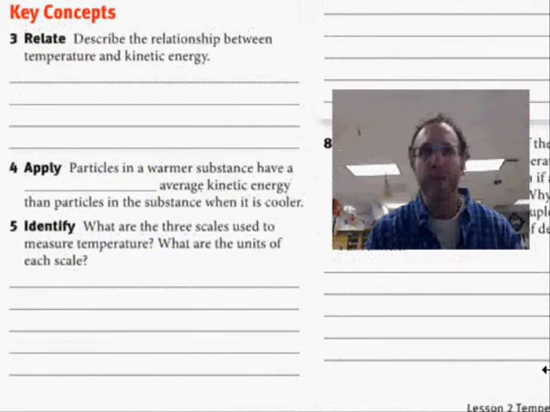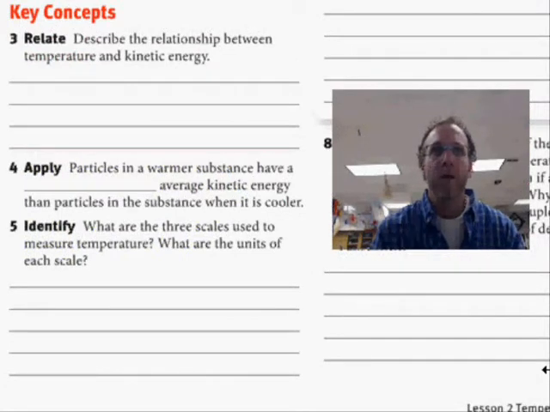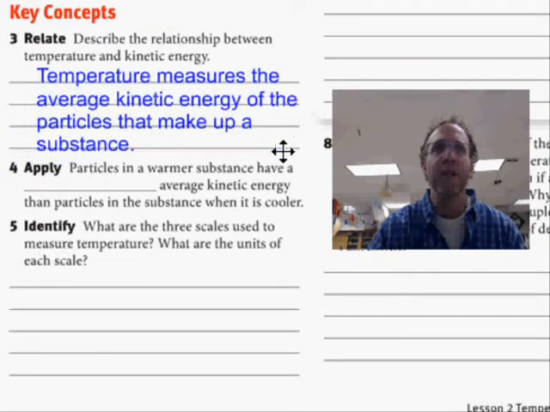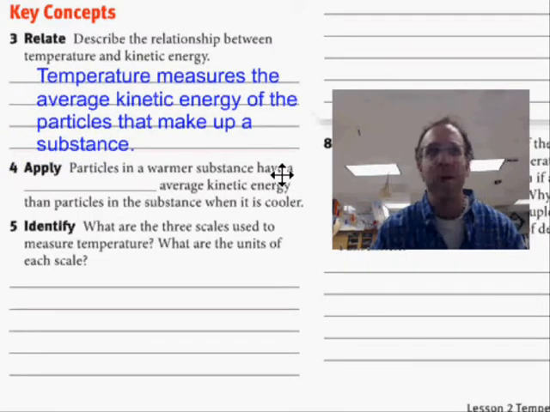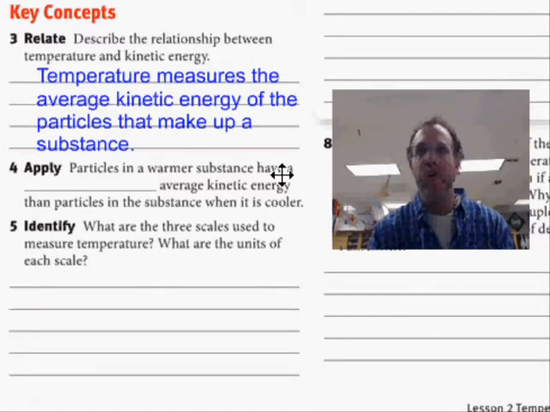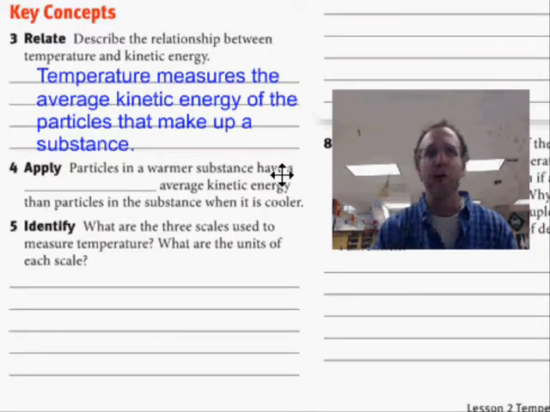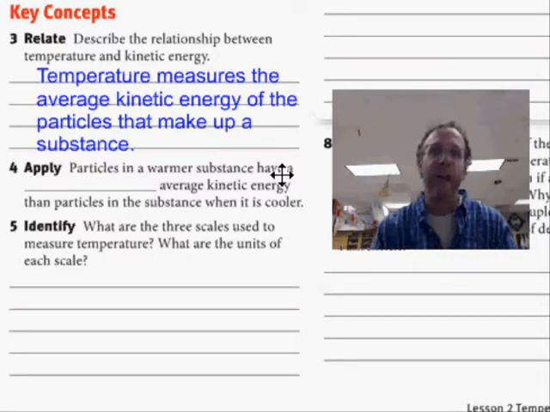Question 3 deals with one of our key concepts. And we're going to be relating two ideas in this next question. Question 3. Describe the relationship between temperature and kinetic energy. Temperature measures the average kinetic energy of the particles that make up a substance. So if I was measuring the air in this room, we're measuring how quickly those molecules are in motion. And if I go outside right now, we know it's really cold outside. Those molecules aren't quite moving as fast.